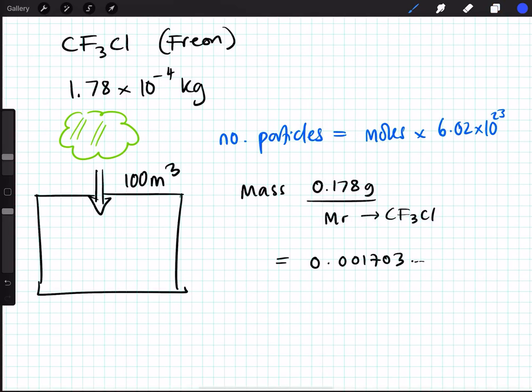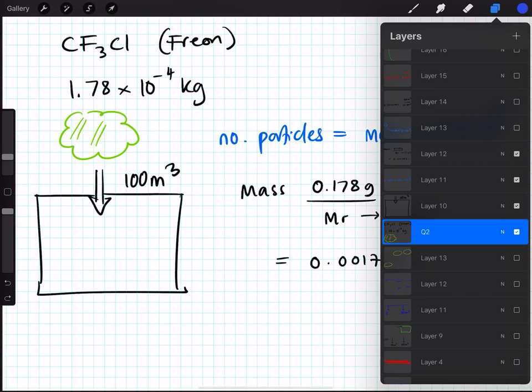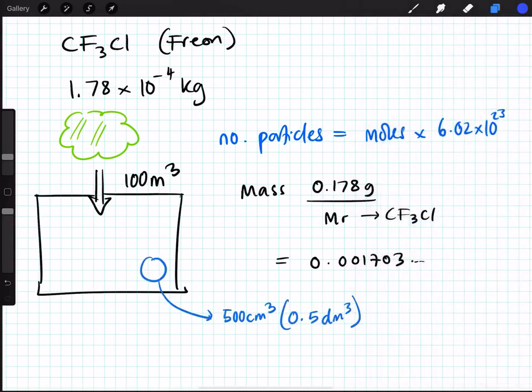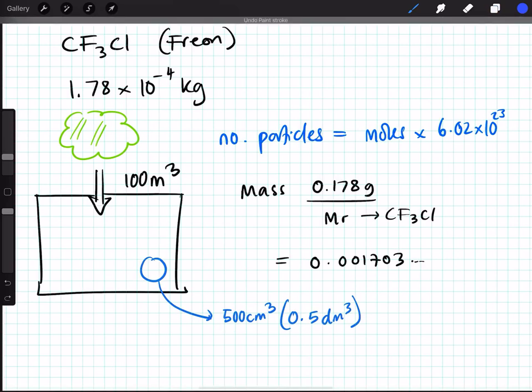So we're going to convert this into grams first. So that becomes 0.78 grams, and then divided by the Mr of Freon. That should give you this number of moles. Okay. Now this is the number of moles in 100 meters cubed. But what the question wants from us is how many particles there are in 500 centimeters cubed. So not in the whole room, but just in 0.5 decimeters cubed of the room.